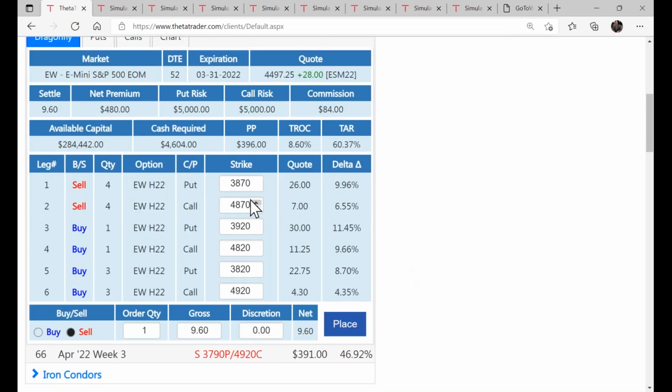And you'll notice here, the put that you're selling, the delta is also below 10%. So that's over a 90% probability the put expires out of the money. And the same thing with the call. You're looking at 93+% probability that this option here will expire out of the money as well.